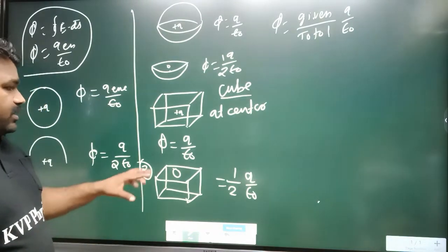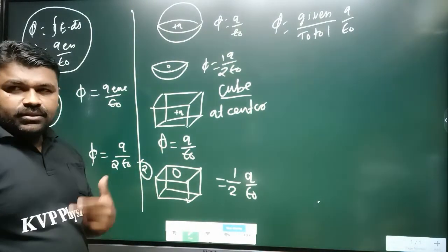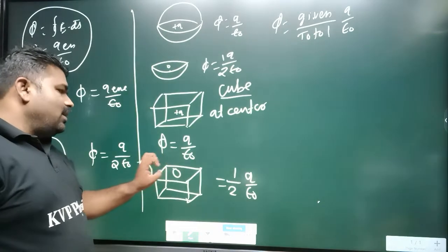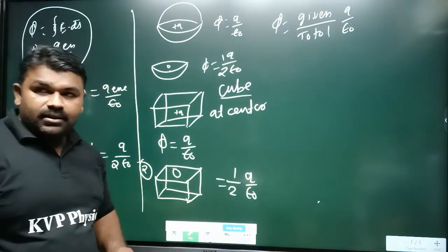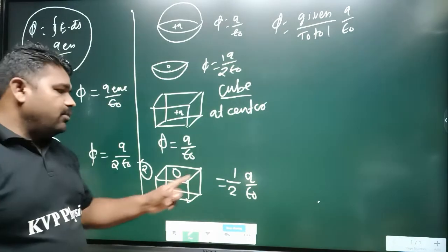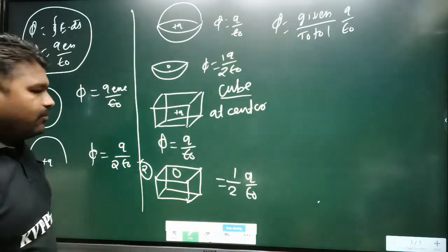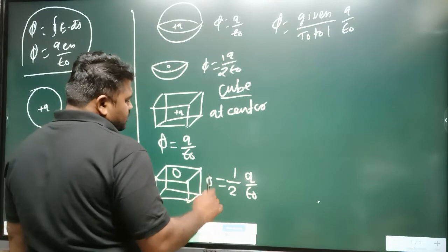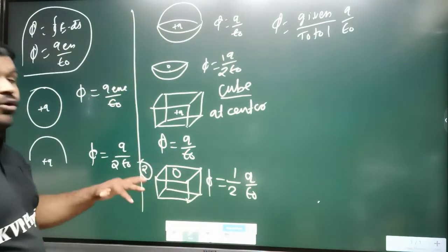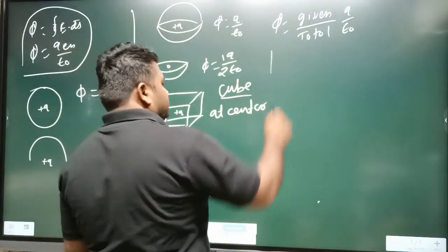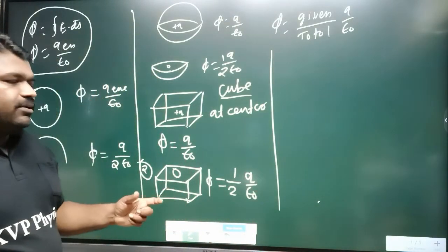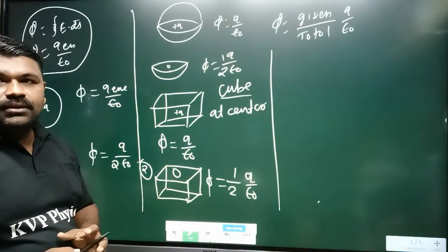Okay? Means here we require two cubes. Means in two cubes, how much flux will be passing? Q by epsilon naught. Yes or no? In two cubes, then one cube, how much flux will pass? If q by epsilon naught passes through 2 cubes, then how much will pass through one cube?